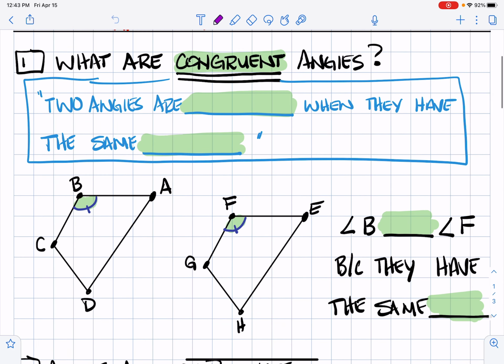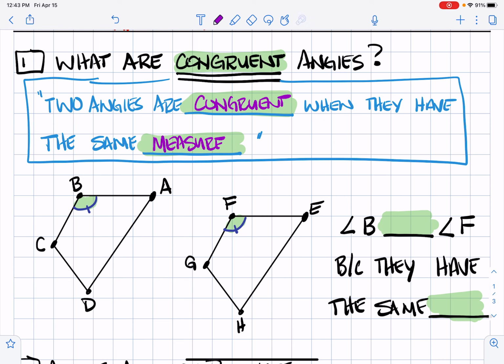So box number 1, what are congruent angles? Well, they are exactly what you think they would be. Two angles are congruent when they have the same measure. That should ring a bell to you, because two line segments are congruent when they have the same length. So two angles are going to be congruent when they have the same measure.